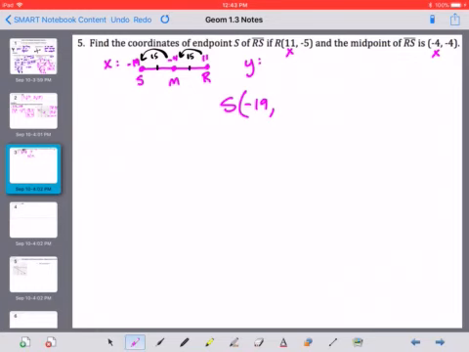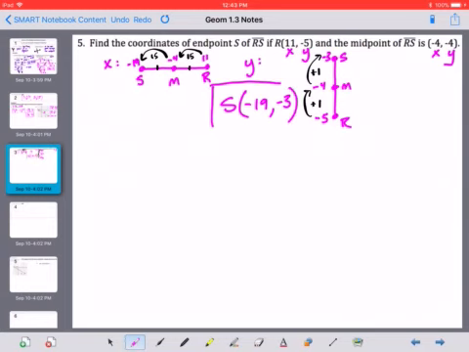Now let's do the same thing with the y's. So here is point S. Way down here we'll put point R, and right in the middle we have the midpoint. So now we're looking at the y coordinates. The y coordinate of R is at -5. The y coordinate of the midpoint is at -4. So if we start at -5 and go up to -4, we go up 1. So if we go up 1 more, well, -4 plus 1 is -3. So the y coordinate of endpoint S is at -3.